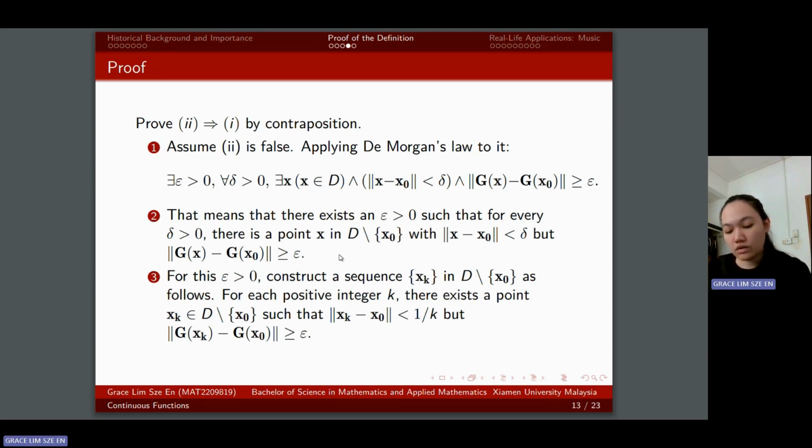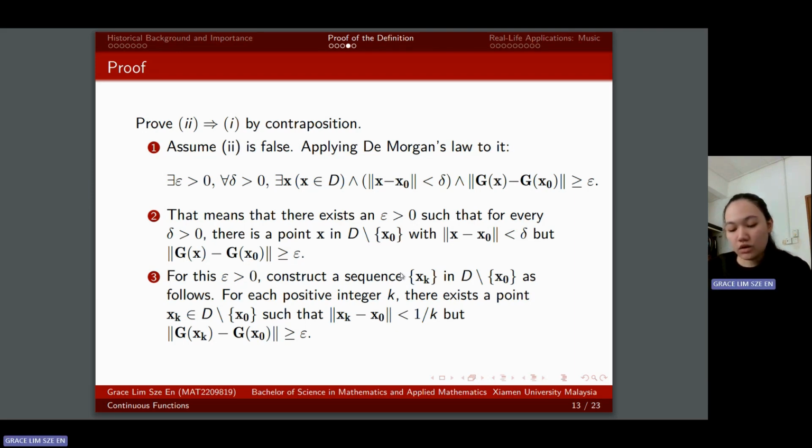And so here you can see that we choose the delta to be 1 over k, and we construct a sequence x_k where each x_k satisfies |x_k minus x naught| is less than 1 over k. So x_k gets arbitrarily close to x naught as k increases. And despite x_k converging to x naught, we have |g(x_k) minus g(x naught)| bigger than or equal to epsilon for every k.